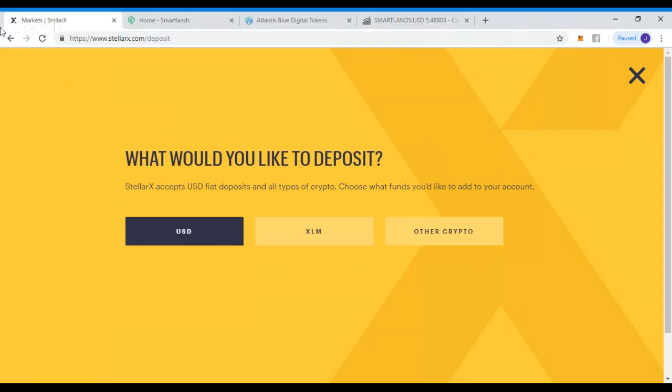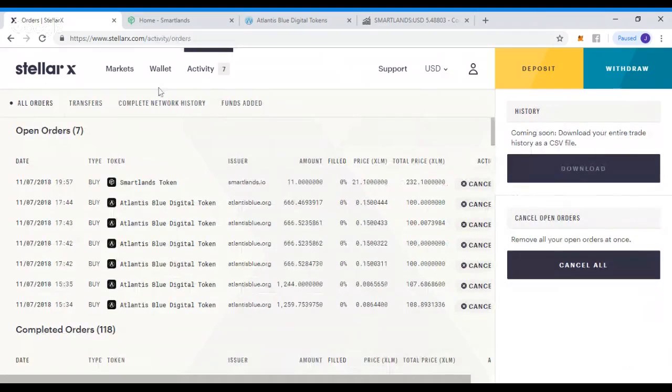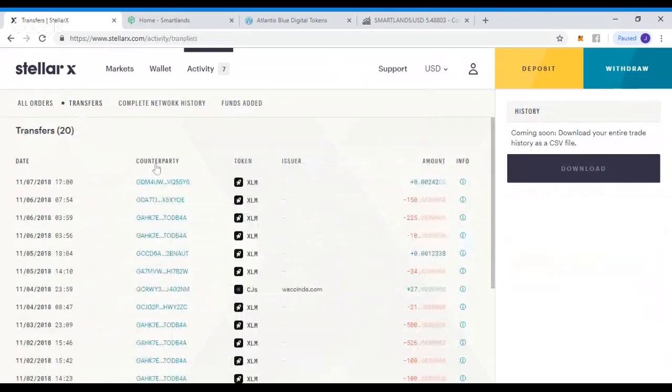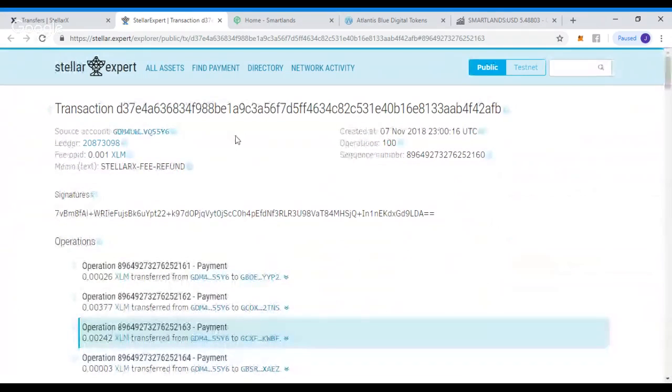And then you would check. Once you send your funds, you would come over to activity. You would look at transfers. You would look over here for the funds. So, for instance, let's do this. This right here would be a transaction. You would follow it on Stellar.expert. This is the Stellar Explorer, and this would be your transaction.